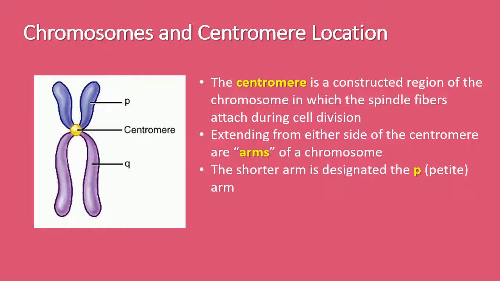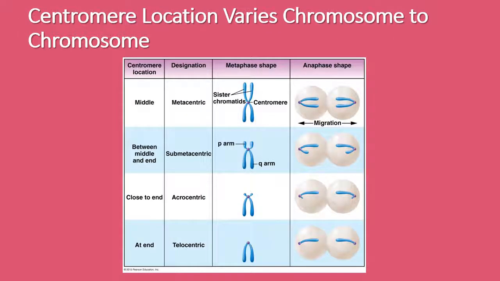If it's not dead center, then the shorter arm is designated as the P arm, or the petite arm, and the longer arm is designated as the Q arm. But chromosomes can vary in centromere position. If they are dead center, they're called metacentric. If they are towards the center, but you do have a shorter arm and a longer arm, they're considered submetacentric. If the short arm, the P arm, is extremely tiny, that's called acrocentric. And in some cases, the centromere is at one end of the chromosome, and in that case, it's called telocentric.